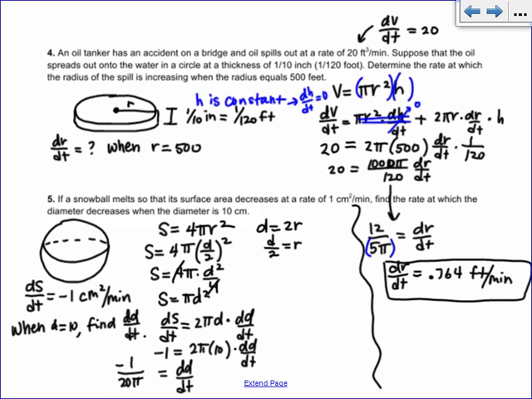Units? What do we think for diameter? Is it centimeters squared? No. Just regular centimeters per minute, right? That's our answer. You can find a decimal answer as well.